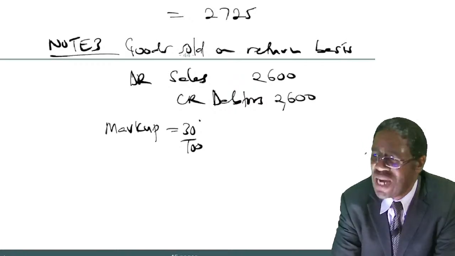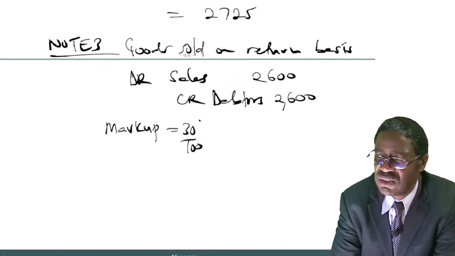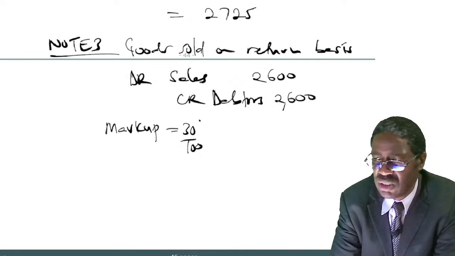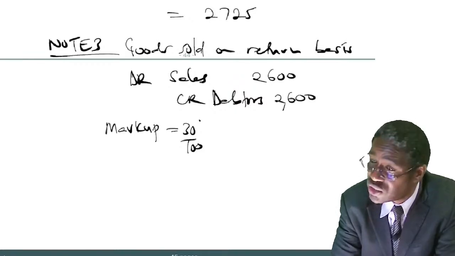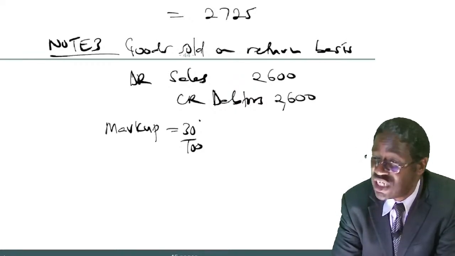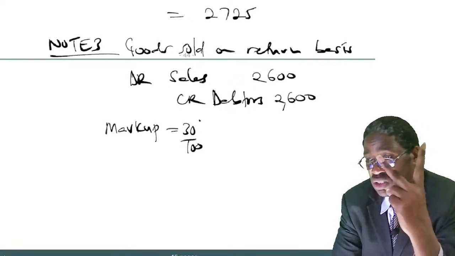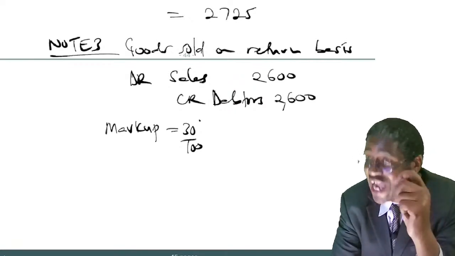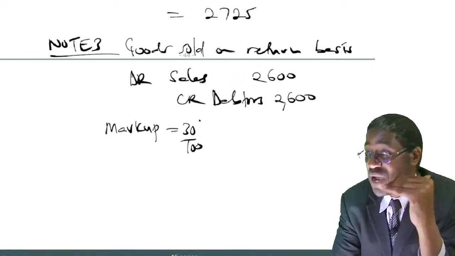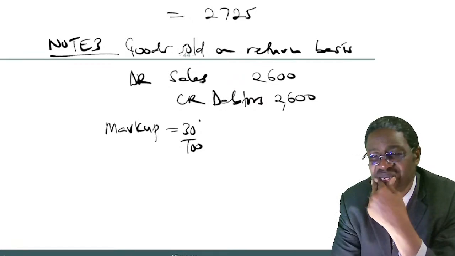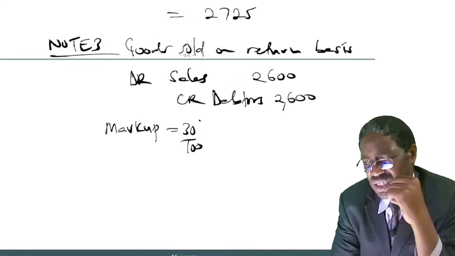So if your markup is 30%, I can't use it because I don't know the gross profit and I don't know the cost. If I use 30%, that would leave me with two unknowns. What I know is the selling price. I don't know the cost. And markup is GP divided by cost. So it is obvious.